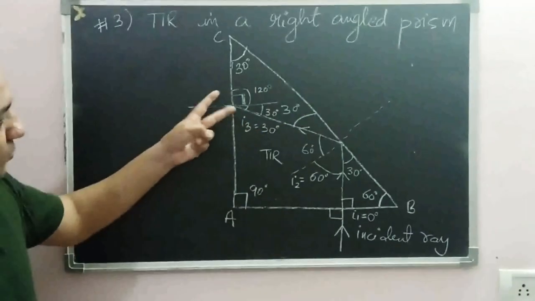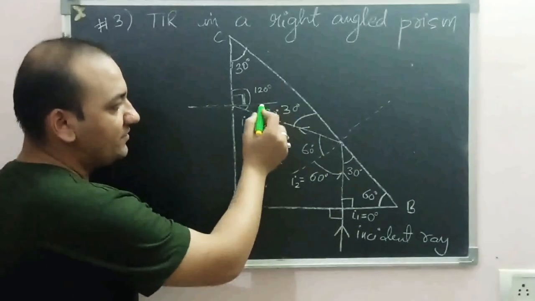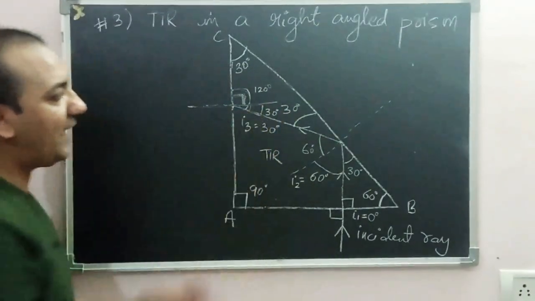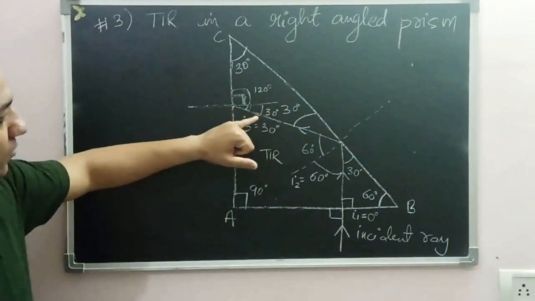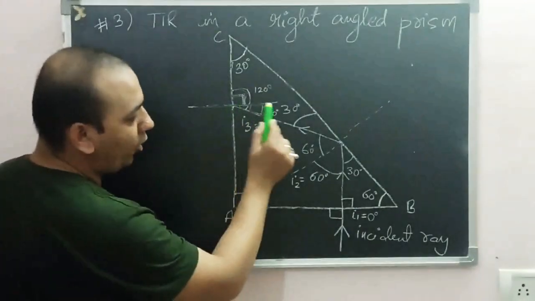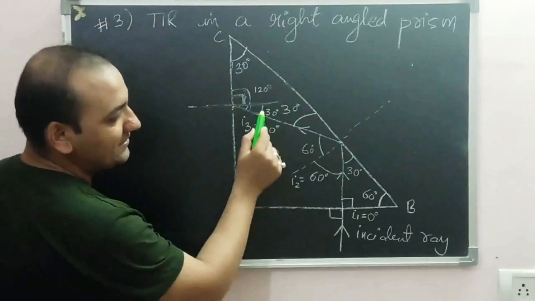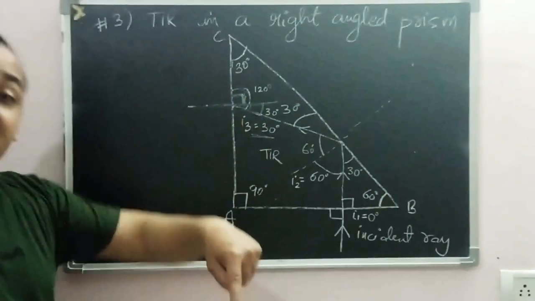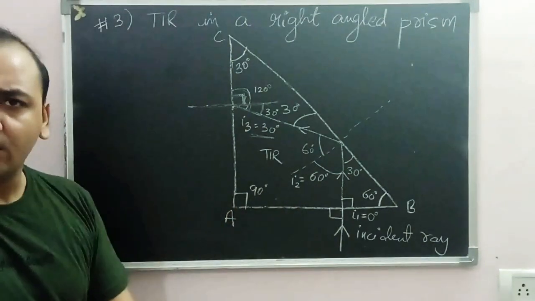So I hope you understood what I've done. I've drawn a normal here, which is perpendicular. So this is 90. This whole thing was 120. I just subtracted 90 out of 120. So I just need to find the angle between the normal and the incident ray, which is this angle, which is 30. So I3 is 30, which is less than the critical angle, because critical angle was 42.